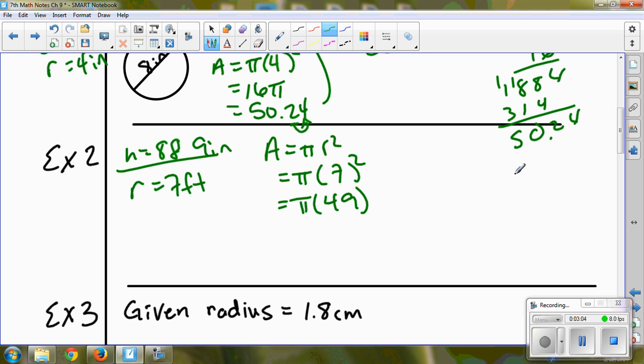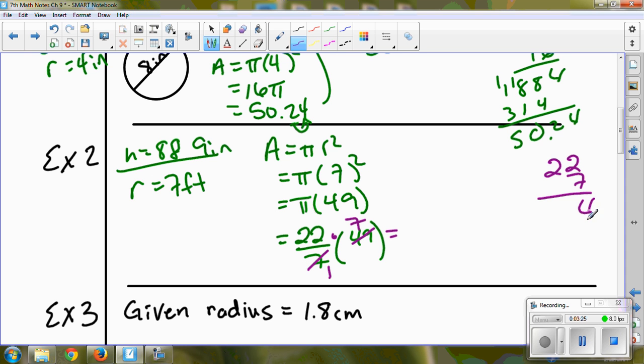And they actually tell us to use 22/7 for pi. So instead of using 3.14 on this one, they want us to use 22/7 for pi, which helps us out greatly if you notice, because 7 can go into 7 once and into 49 7 times. So now I can just do multiplication. 22 times 7, I get 154 for its area, and we are in units of feet, so we have 154 square feet.